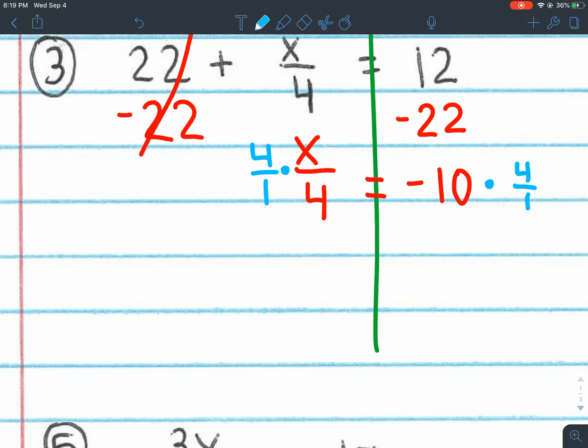Okay, well, 4 over 4, those are going to cancel. So 4 divided by 4 is just 1. And all I have left on this side is x over 1, or just x. And then I have negative 10 times 4, which is negative 40.